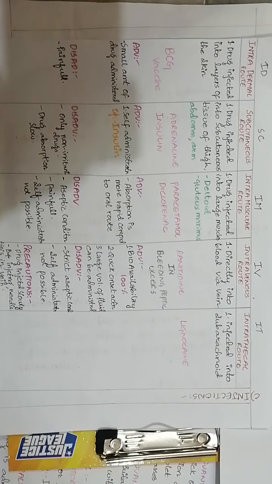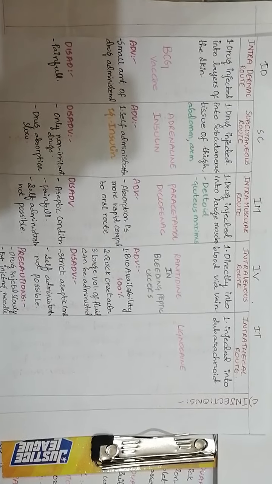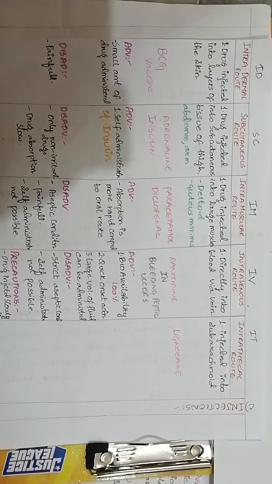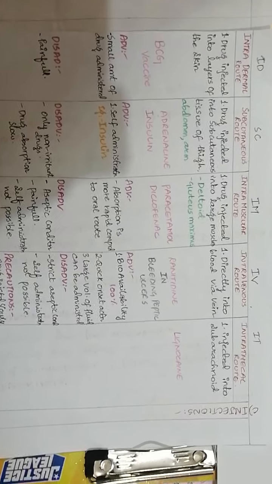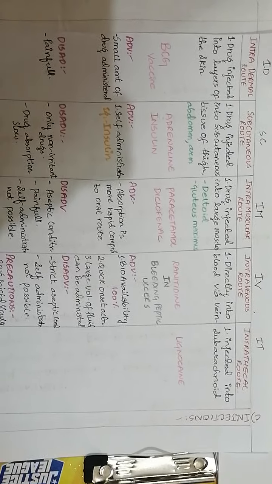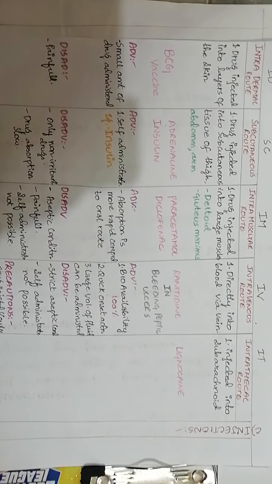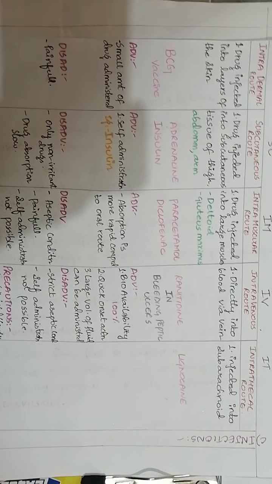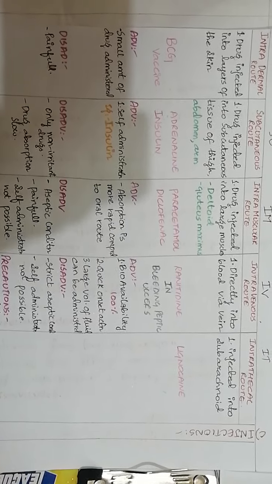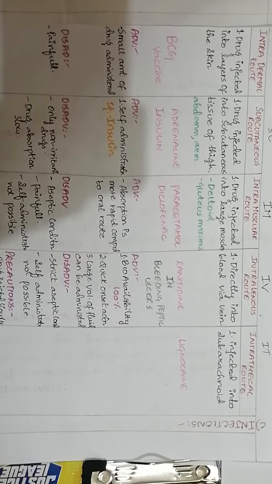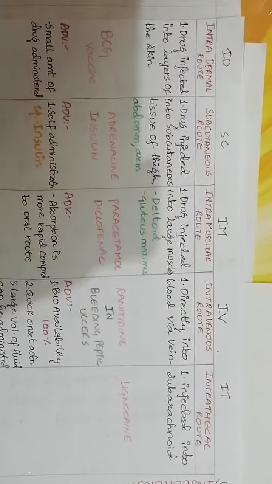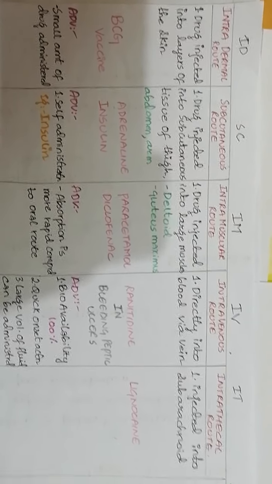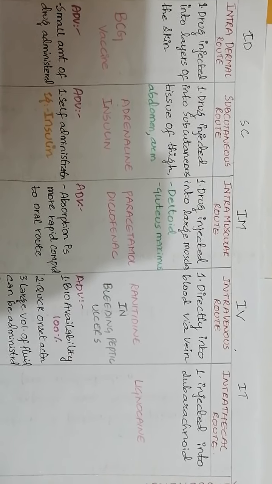Next is injections. In injections, we have five different routes: intradermal, subcutaneous, intramuscular, intravenous, and intrathecal. I am explaining by differentiating each route so as to remember it easily. Starting with the intradermal route, the drug is injected into the layers of the skin. Example is the BCG vaccine, which is given at the time of birth.